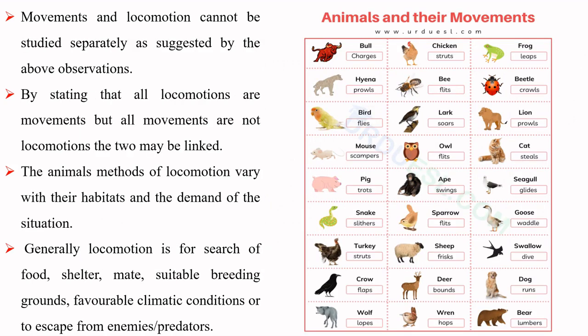Movements and locomotion cannot be studied separately, as suggested by the above observations. By stating that all locomotions are movements but all movements are not locomotions, the two may be linked. The animal's method of locomotion varies with their habitats and the demand of the situation. Generally, locomotion is for search of food, shelter, mate, suitable breeding grounds, favorable climatic conditions, or to escape from enemies or predators.